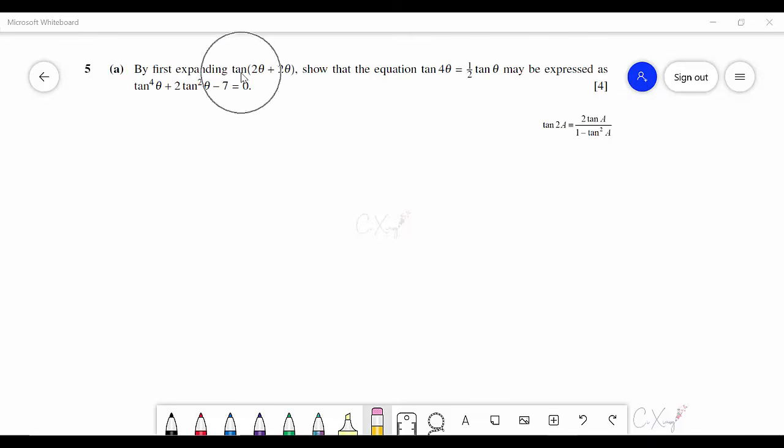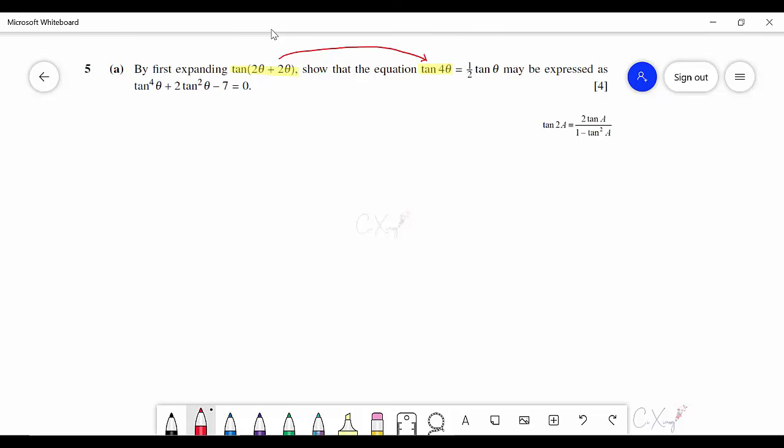Okay, so we come to question number 5. Right, so very first they want us to expand tangent of (2 theta plus 2 theta). And after that, they want us to show that this particular equation can be expressed as a quadratic form equation in tangent to the power of 4. Okay, so first of all, you need to know that tangent of (2 theta plus 2 theta), we are going to replace it with tangent 4 theta, because 2 theta plus 2 theta is equal to 4 theta. Okay, so what is the formula that we can use? We can use the double angle formula.